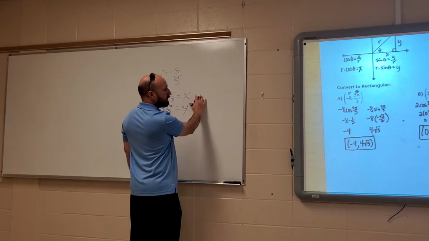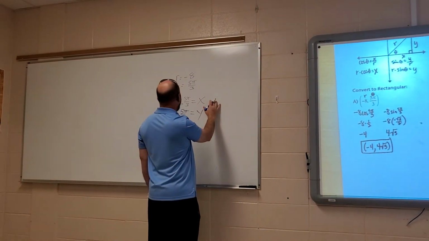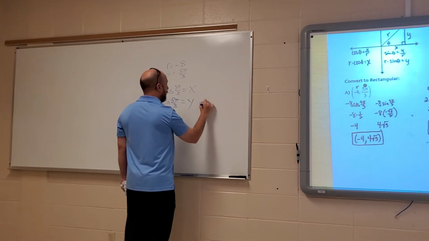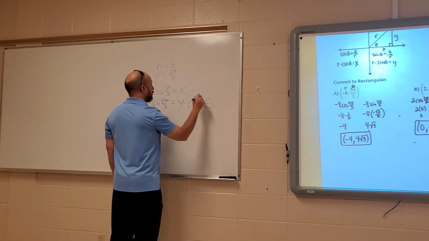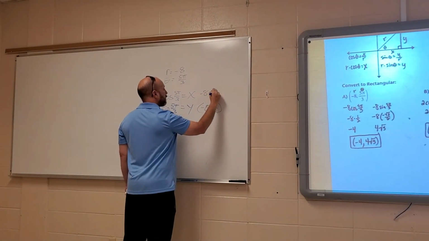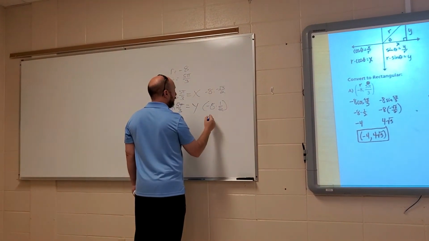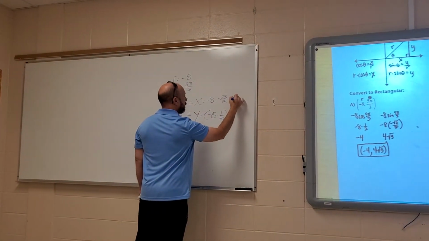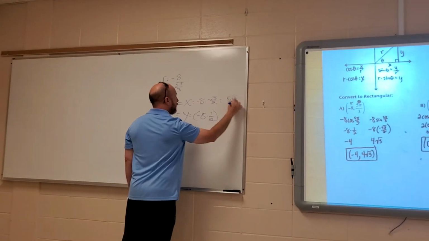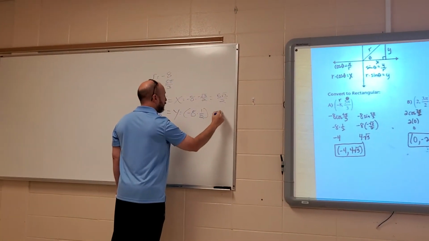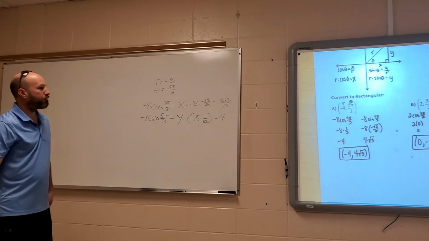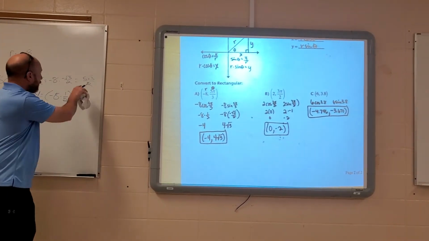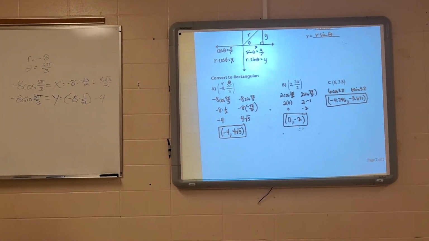So you get 1/2 for cosine and -√3 over 2 for sine. Yeah. So this one right here is just going to be -8 times 1/2, and this one's going to be -8 times -√3 over 2. And so you end up with, for your x, you get -4, and for your y, you get 4√3. Okay? And the reason you get 4√3 here is because 8 divided by 2 is 4. So there's your point.